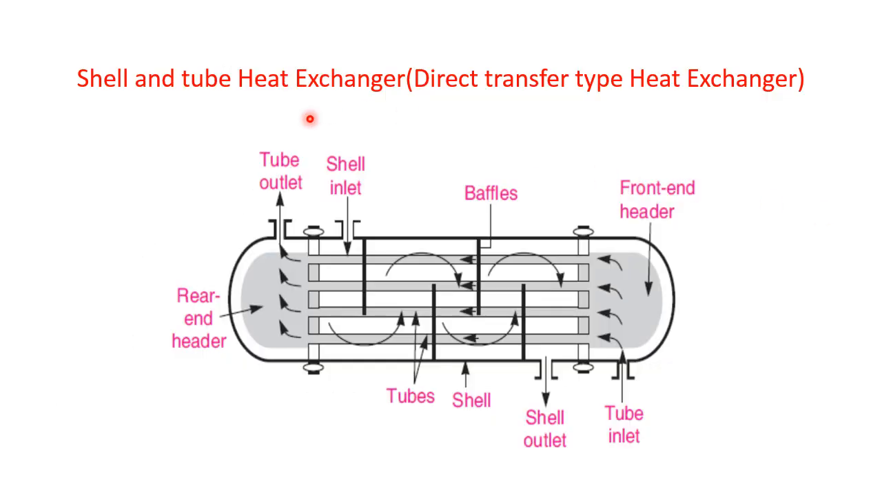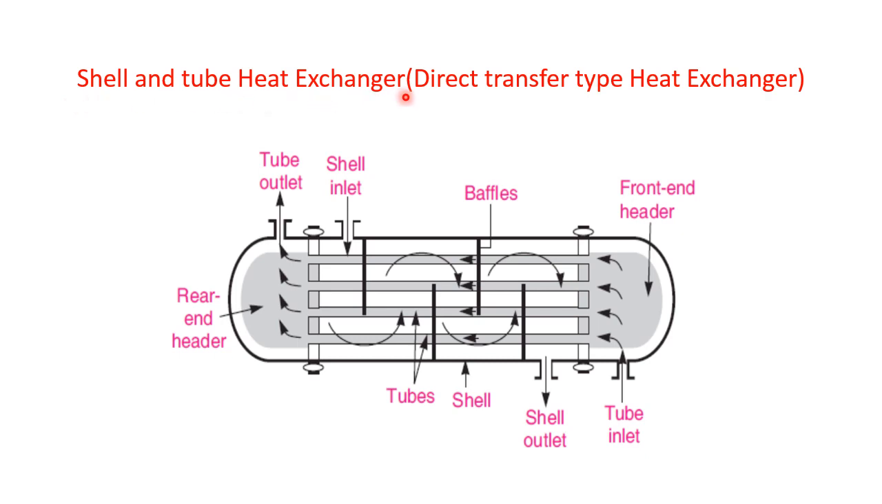we'll study the shell and tube heat exchanger. This is another type of the direct transfer type heat exchanger. So again, these direct transfer type heat exchangers are classified into tube heat exchangers and plate heat exchangers, and based on the direction of the fluid flow in the heat exchanger, they are again classified as parallel flow, counter flow, and cross flow. We'll study it next. So now we'll study the shell and tube heat exchanger.